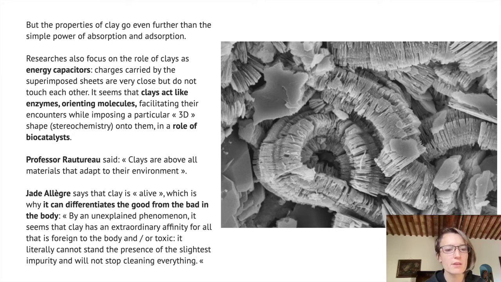She says, by an unexplained phenomenon, it seems that clay has an extraordinary affinity for all that is foreign to the body and or toxic. It literally cannot stand the presence of the slightest impurity and will not stop cleaning everything.